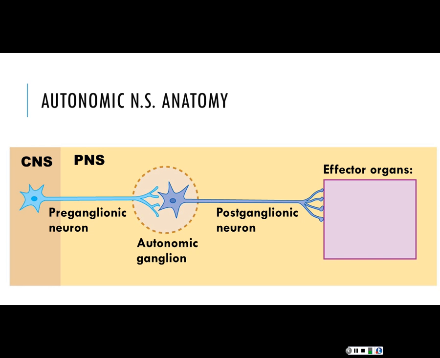The effector organs of your autonomic nervous system include what? What are some examples? Cardiac, smooth muscle, glands. There's a nice short way to list it: the heart, smooth muscle, glands. And they can be controlled autonomically, or you could say involuntarily.